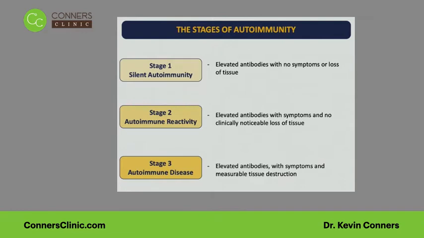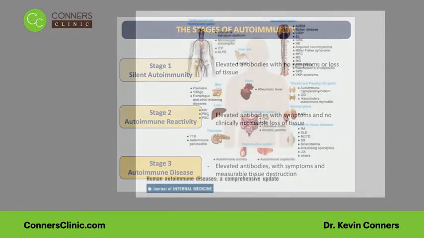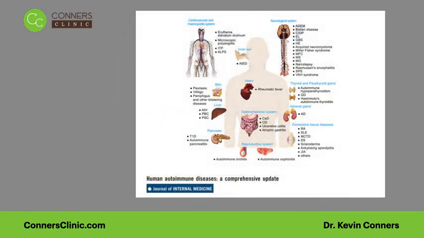You've moved to that stage 3. So many times it takes years or decades to go from stage 1 to stage 3. Sometimes it could just take days to move from stage 1 to stage 3, depending on the disease itself and multiple other factors. There's different types of autoimmune disease.